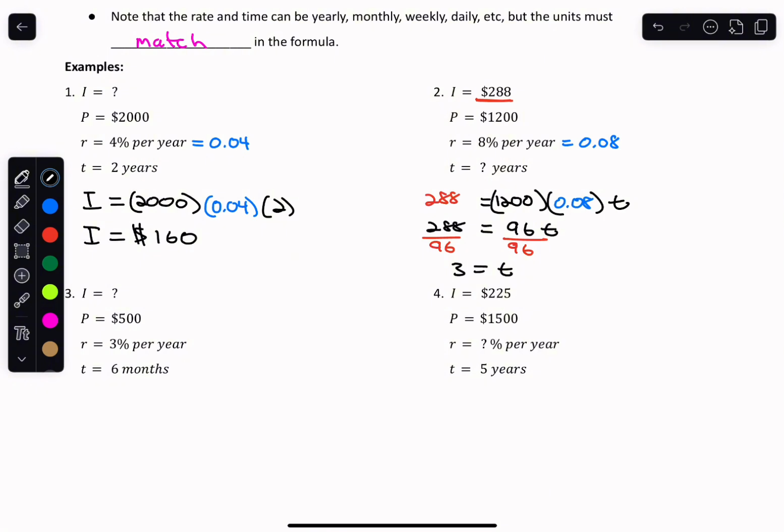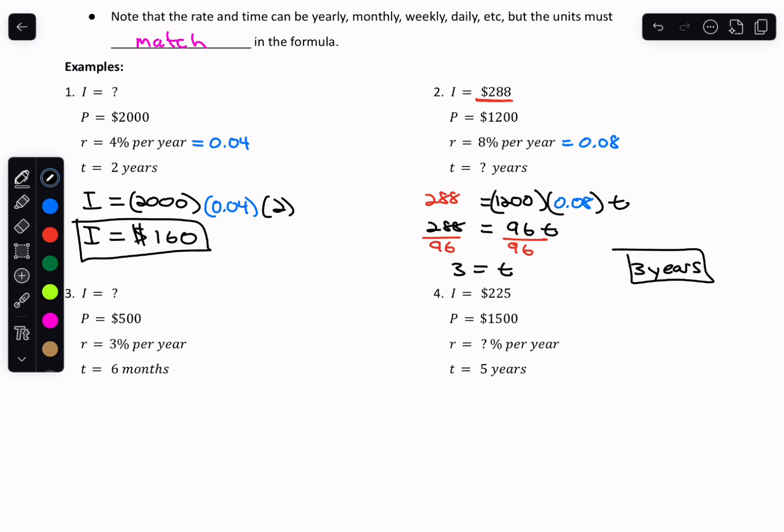And because t right here is measured in years, and we had per year as our unit, we can go ahead and say that 3 equals t really means 3 years is our solution. So in the first problem, we had $160 as our interest, and now we saw that we can solve for time and that it takes 3 years for $1,200 to accrue $288 in interest.